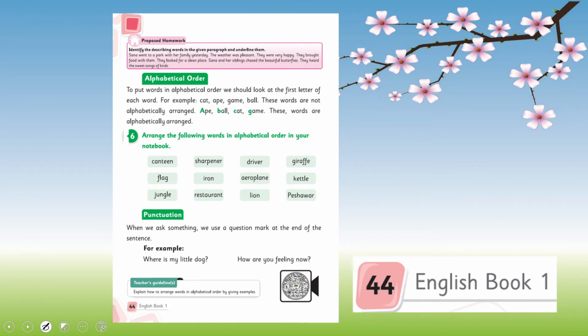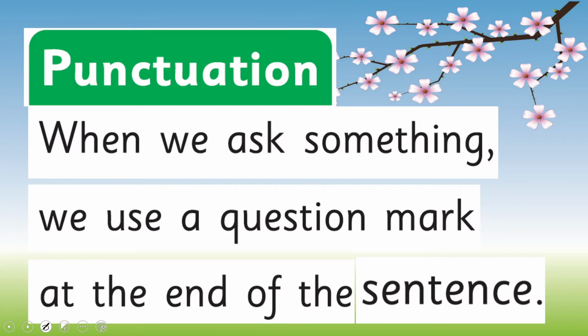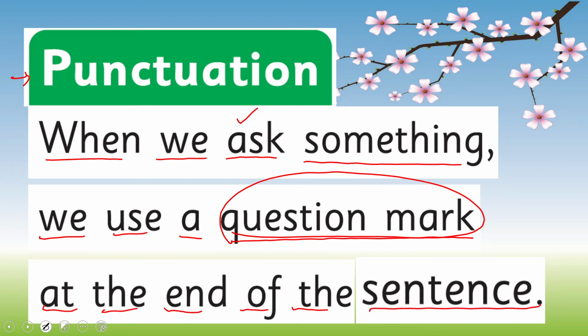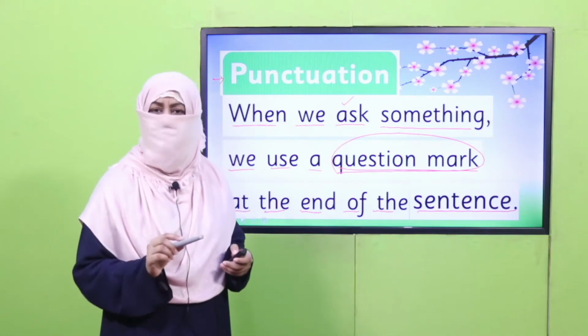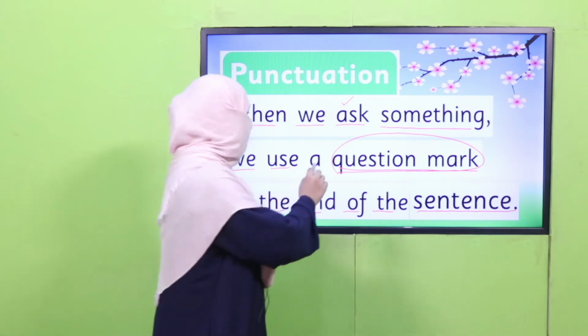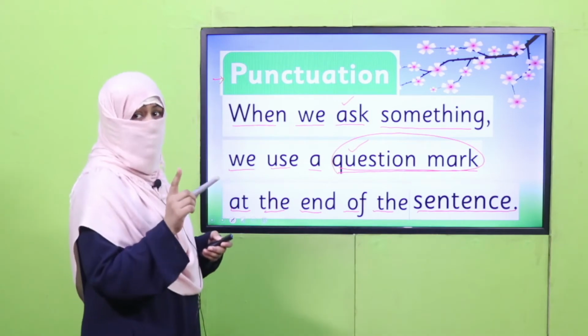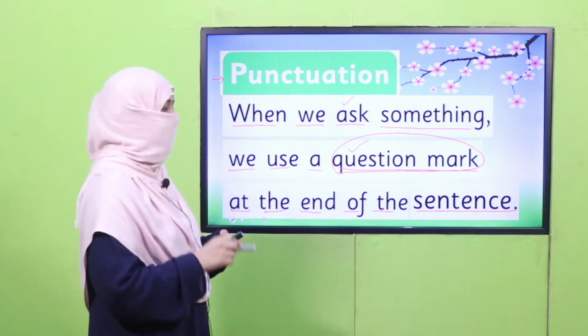All right. Now open your book on page number 44. Let's see what your book says about it. Here it is. Punctuation. When we ask something, we use a question mark at the end of the sentence. So, at the end of that sentence where we put a question mark, it becomes a question. All right? And if we don't put it, that is incorrect. That is a mistake.